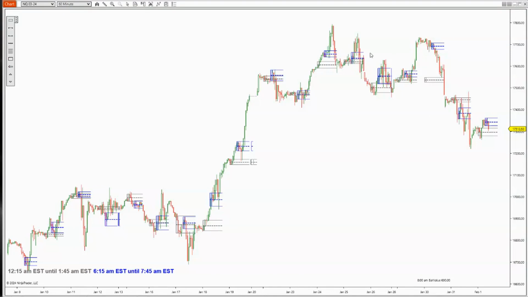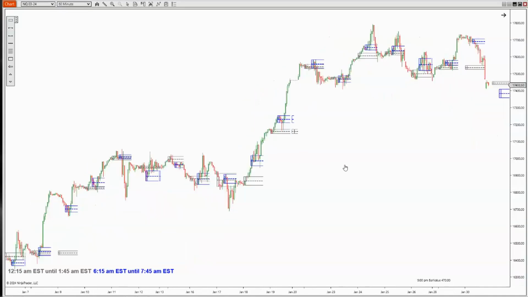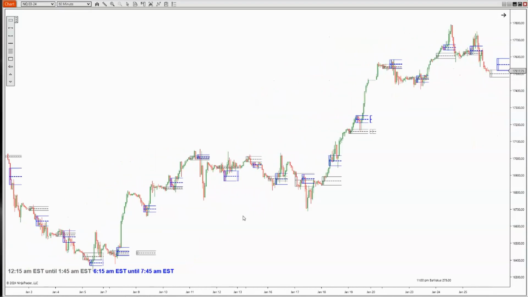All right, so here are the ranges. This is 12:15 to 1:45 Eastern, that's the gray one. And then we've got 6:15 to 7:45, that's the blue one. They're trying to run away from that now, and they're trying to pull into here. Again, this is the hourly. This is that spike. Now, I want you to see the consistency of how we wick out in these areas, and then that's when you get the big runs. Let me just scroll through this a little bit here.